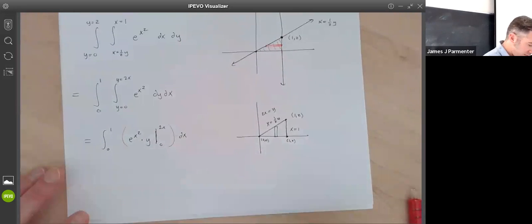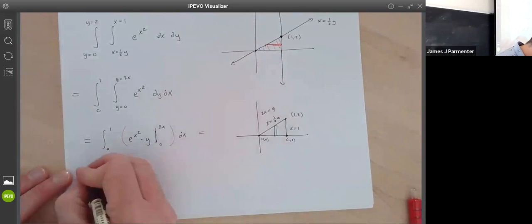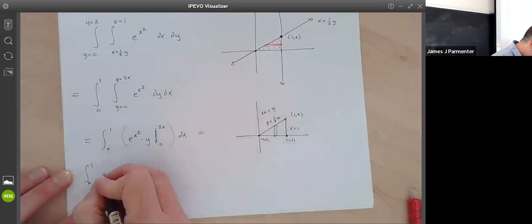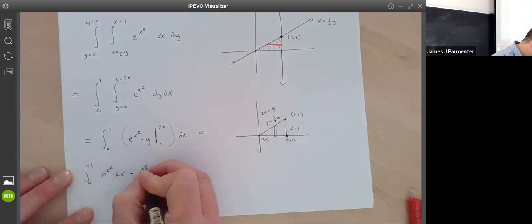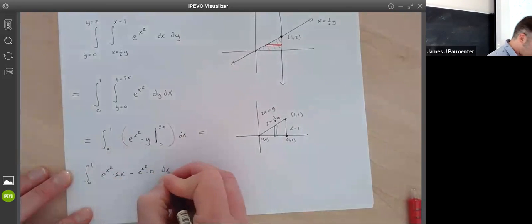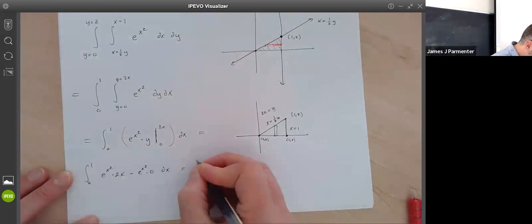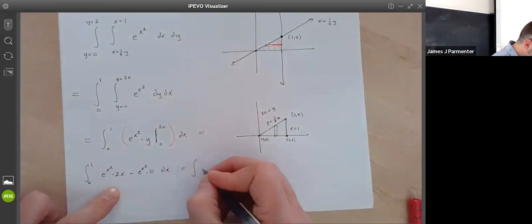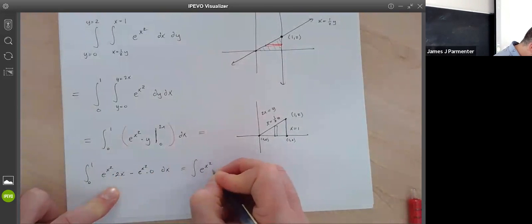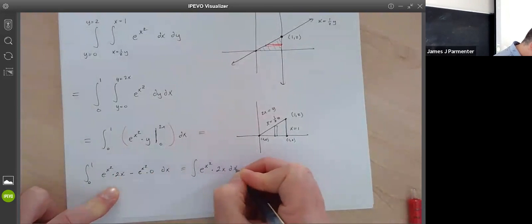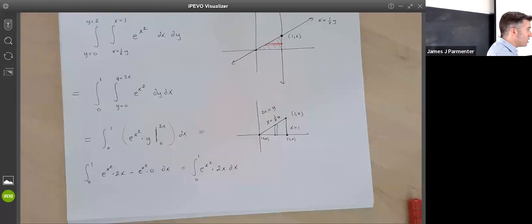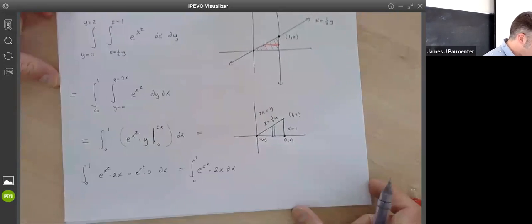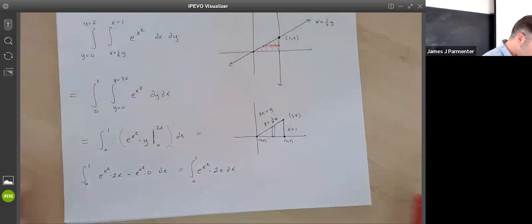And now we plug in our limits of integration. We get e to the x squared times 2x minus e to the x squared times 0. Or more normally, we have the integral of e to the x squared times 2x dx from 0 to 1. And now we can do a u sub. We can let u equal e to the x squared.